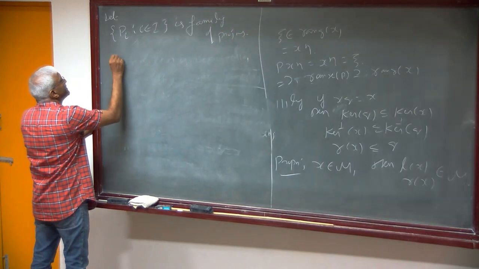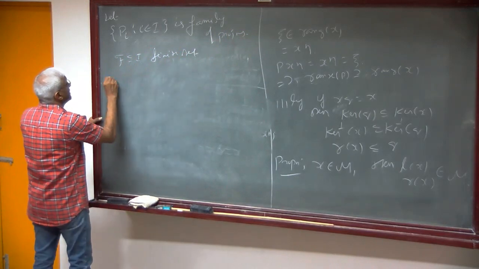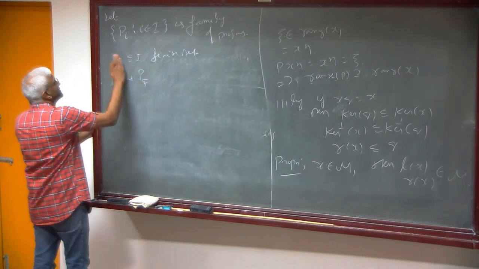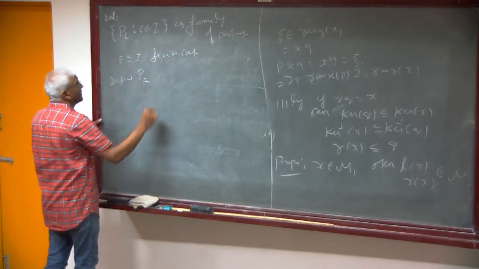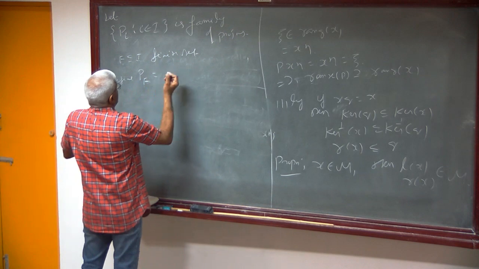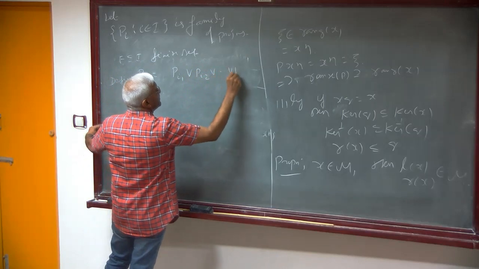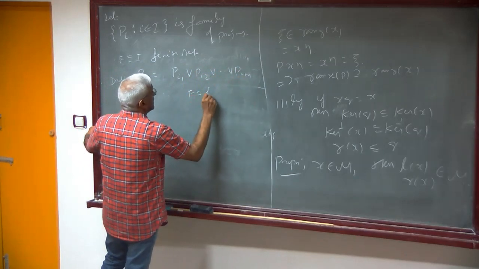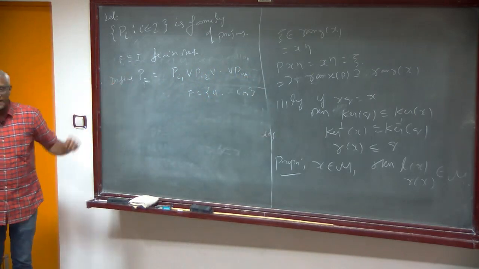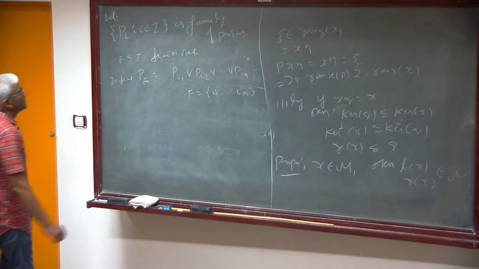Then for any finite set F contained in the indexing set, you can define the projection P_F defined by P_i1, P_i2, up to P_in, if F is equal to {i1, ..., in}. For finitely many, you can just define this. This is the projection onto the space generated by all these finite projections.